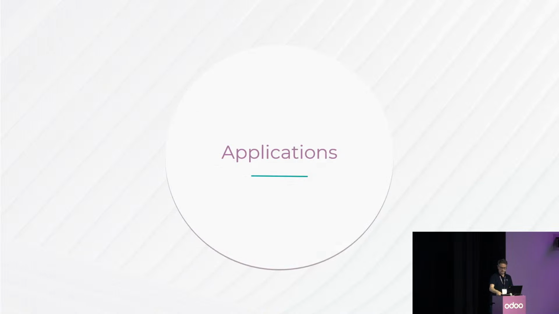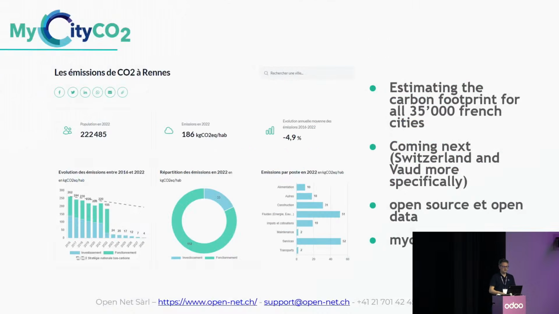We have several applications on top of it. The first one is the one we called Myct CO2. This is an application that has been created in order to estimate the carbon footprint of 35,000 cities in France. Since 2016, we have this evolution that is available directly on our website, and it's open data, it's open source, and the plan is to grow this in the European Union. So if you're interested and you're somewhere else than France, then feel free to try to improve it and to deploy some other countries.